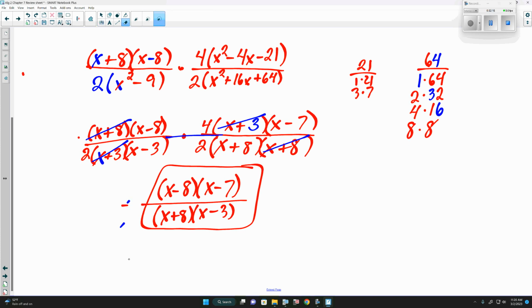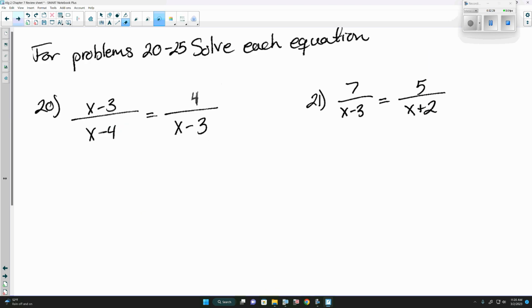And more or less it is gone. Any other questions on this here? We feel good with addition, subtraction, multiplication, division. Let's look at solving. Do we want to look at 20 or 21?